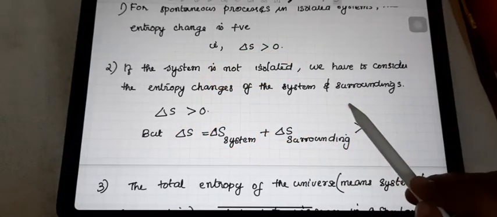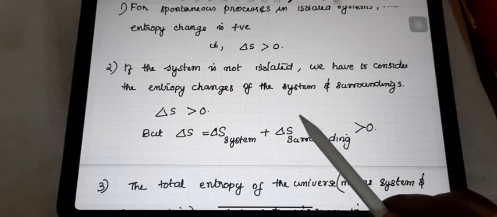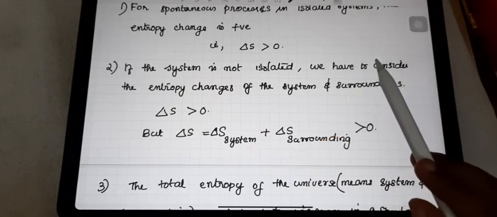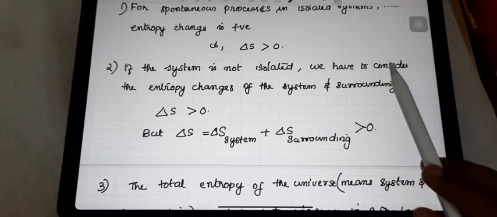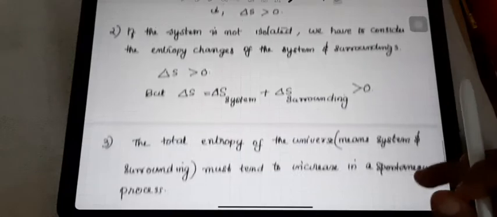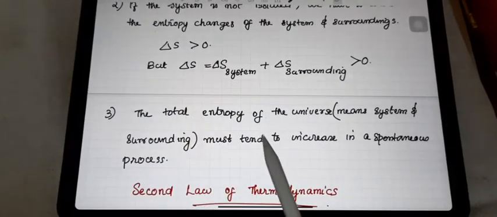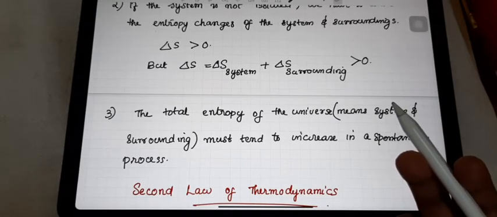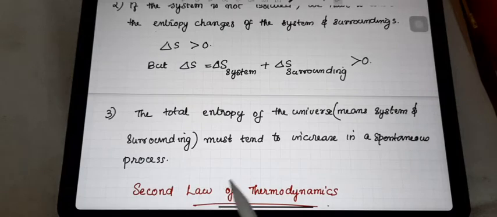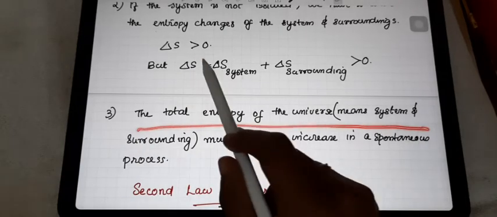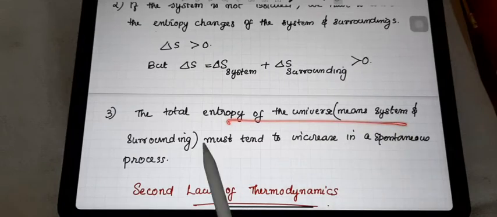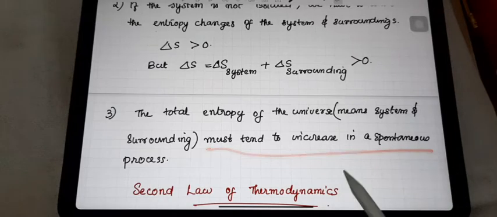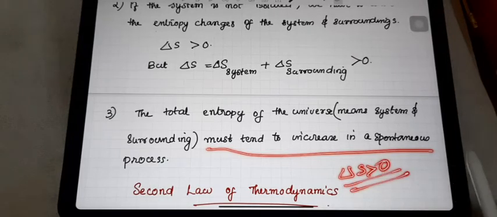So in the case of the universe, a spontaneous process will occur when we consider both system and surroundings; their entropy change has to be positive. Here I have written that entropy value positive means maximum disorder, more randomness. It's needed, then only it becomes a spontaneous process. So the total entropy of the universe must increase in a spontaneous process. When it increases, automatically the delta S value will be greater than 0.